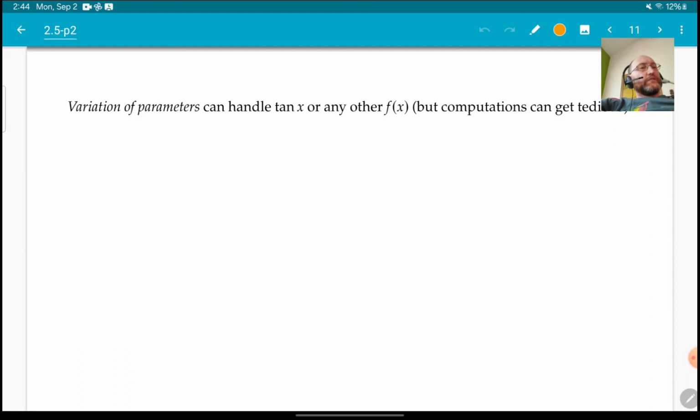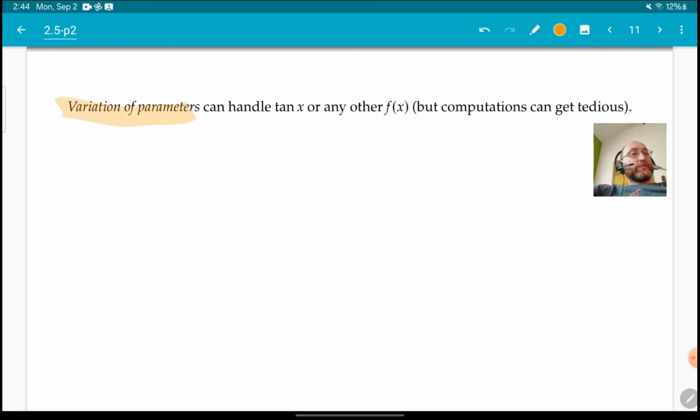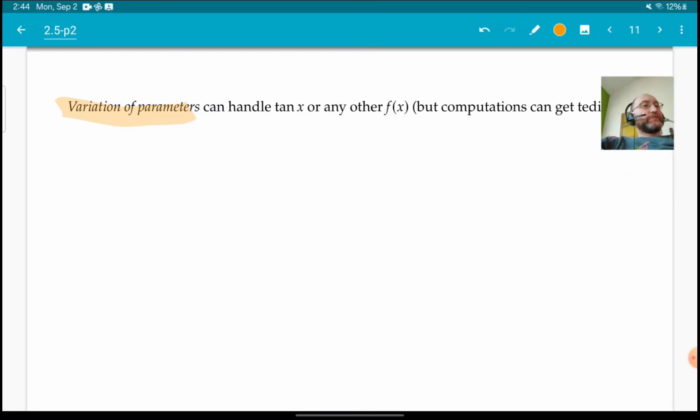Okay, so what is going to work is the so-called variation of parameters, and this can handle almost anything. But the computations can get rather tedious. I mean, in the end, you have to do some integrations and whatnot. So it's a little bit more tedious maybe, but it can handle more stuff. If you can do undetermined coefficients, you probably want to do undetermined coefficients.